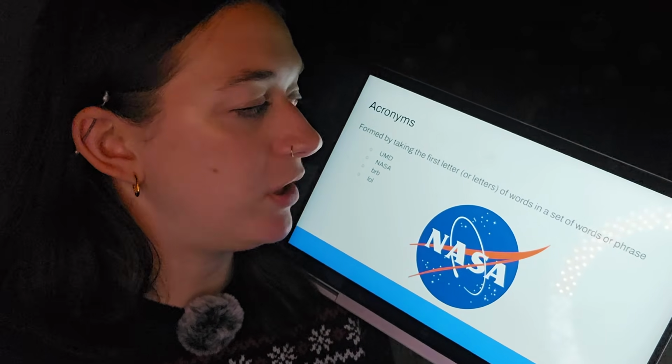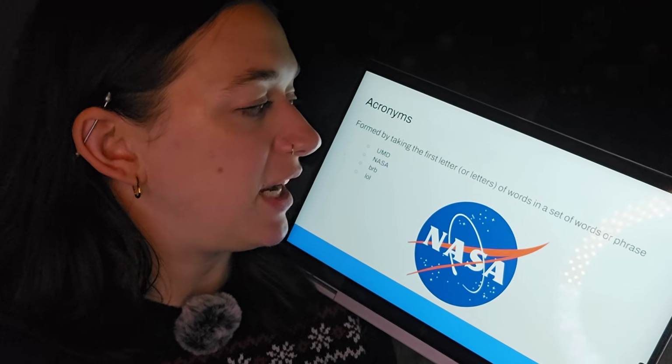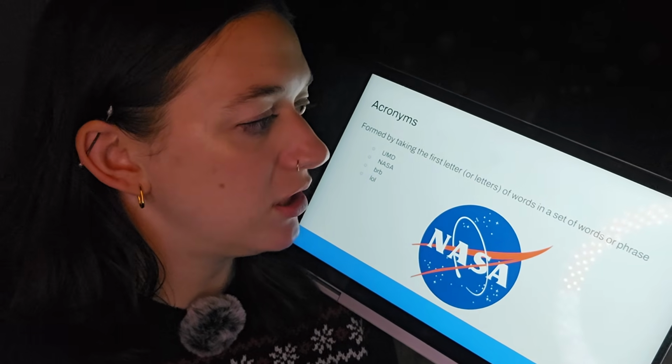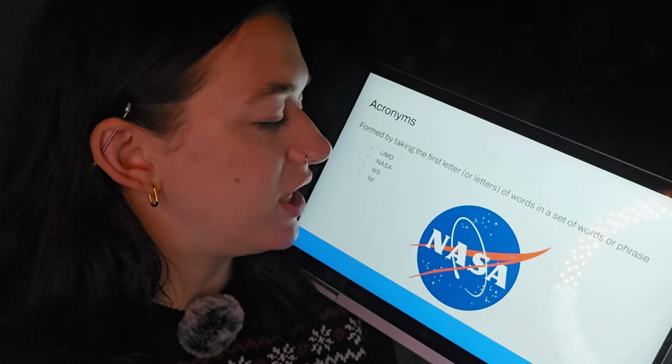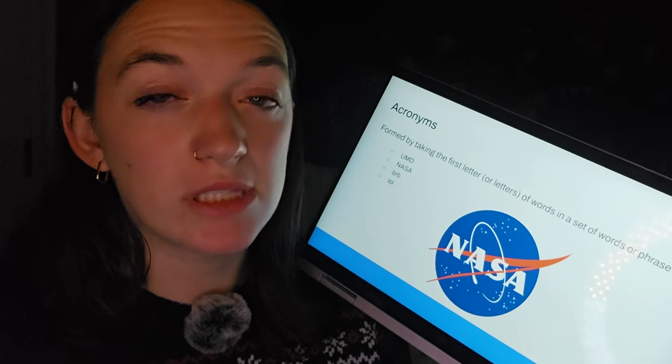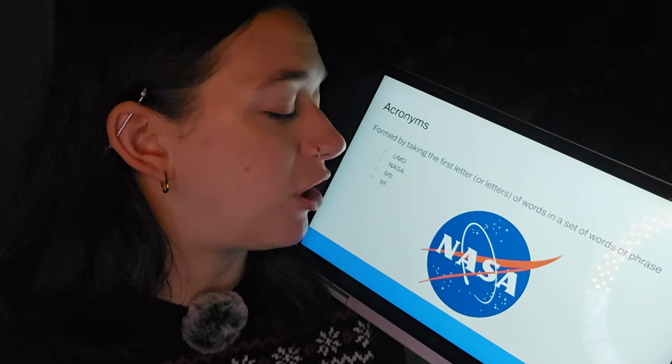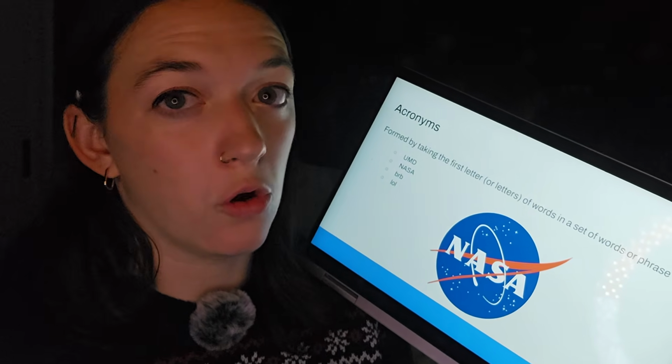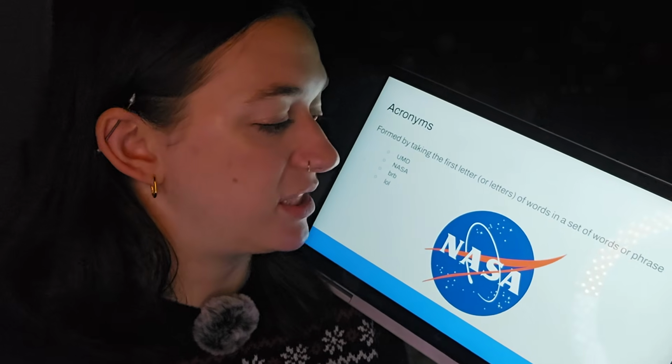Acronyms you're probably familiar with, which are formed by taking the first letter or letters of words in a set of words or phrases. So things like NASA are spoken acronyms. We also have spelled acronyms, BRB, LOL, or LOL, depending on how you prefer to say it.